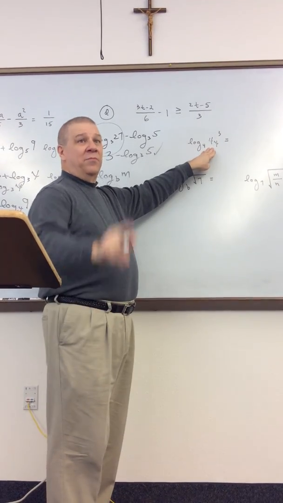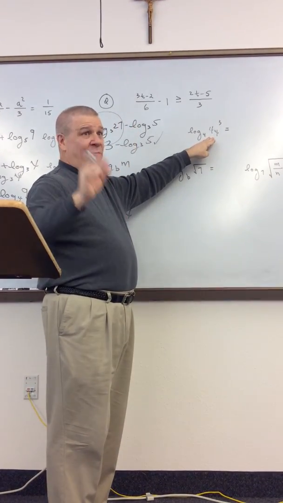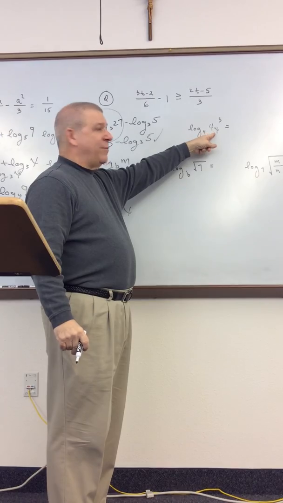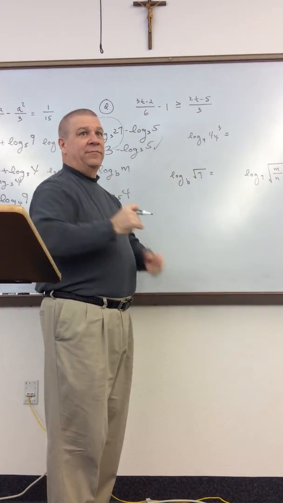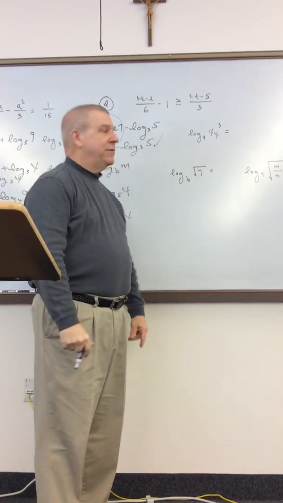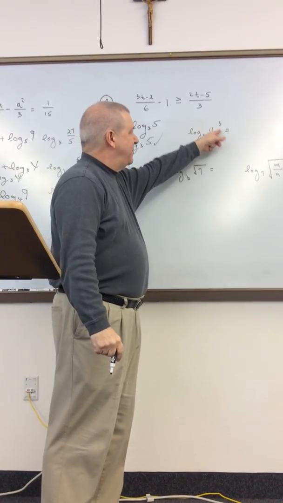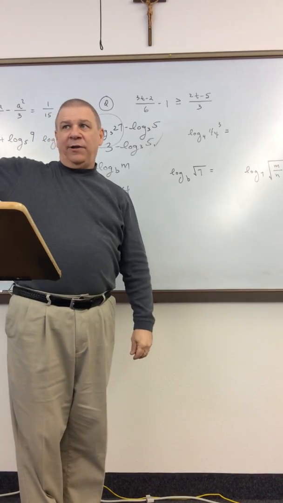Look at this one. Be careful here. Some of these are going to have more than one step. Isn't this the log of a product? So what's the first thing you're going to write down? Property 1. It's the log of 4 times x cubed.